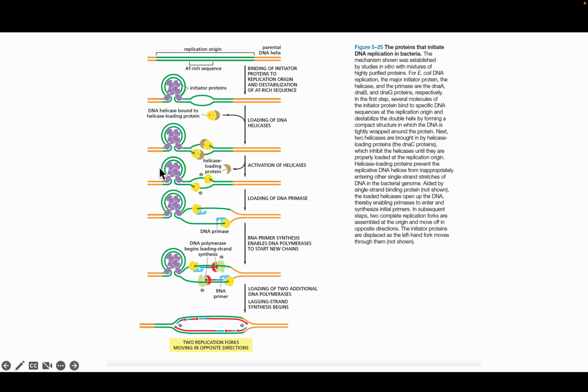So we have already covered these things. The proteins which initiate DNA replication. This is the replication origin, parental DNA. Binding of initiator proteins. So these are initiator proteins and DNA helicase. It will unwind and then the primase will bind and make the primer. DNA polymerase will begin the leading strand and lagging strand, with two replication forks moving in opposite directions.